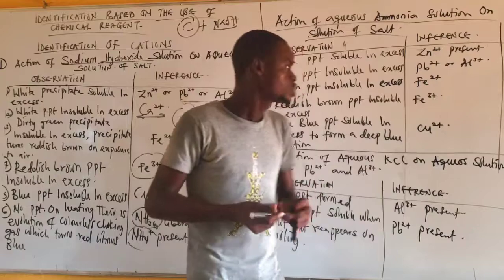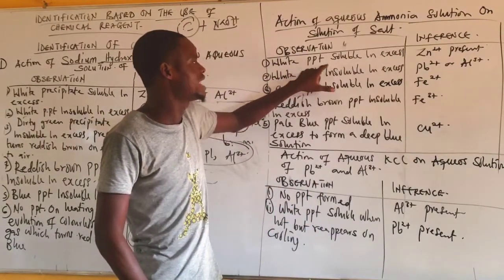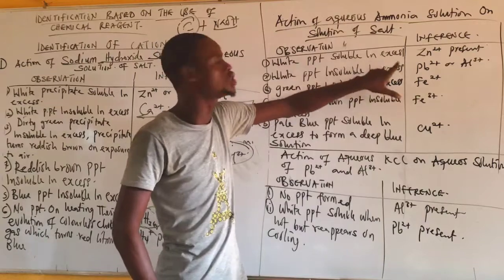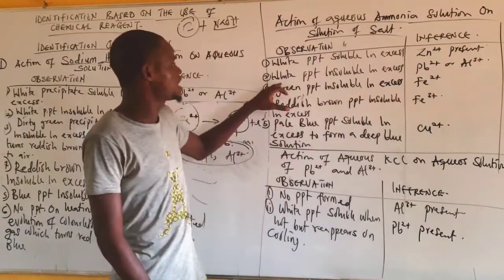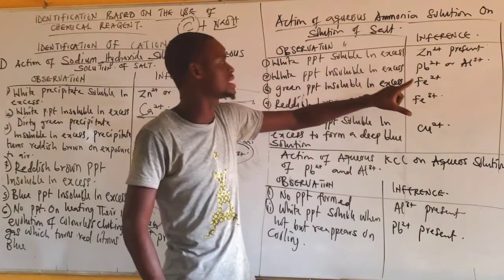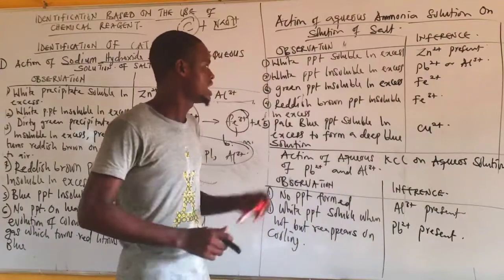Are you getting what I'm saying? So if white PPT is formed and that PPT is soluble in excess, it shows the presence of zinc 2 ion. And if that white PPT is insoluble in excess, that is the presence of lead and aluminium. The next one is now iron.